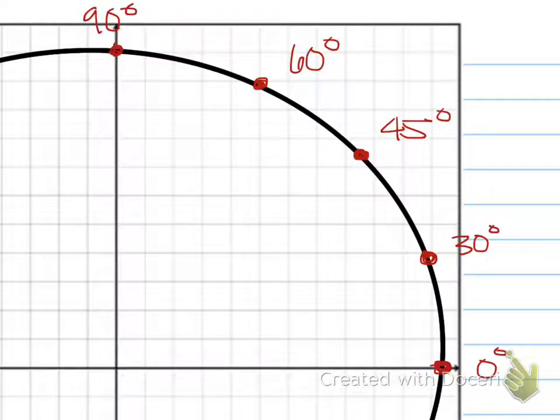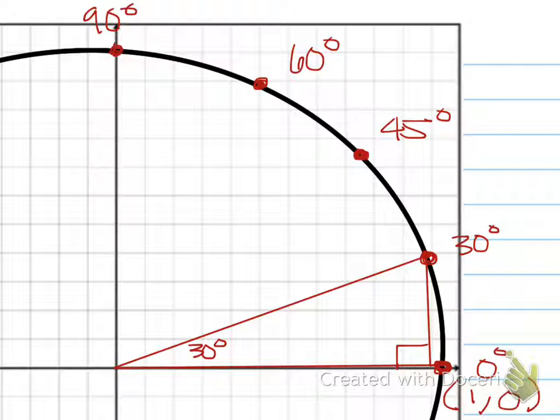All right, if we take a look at this figure here, start with 0. The x-coordinate of that point is positive 1, since the radius of the circle is 1. And the y-coordinate is 0, since it's on the x-axis.